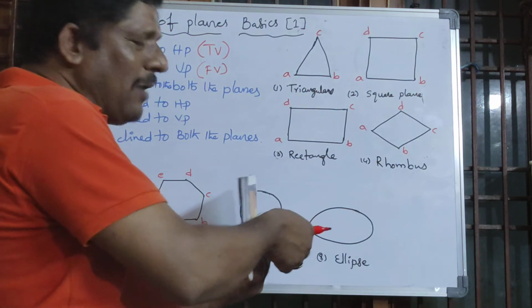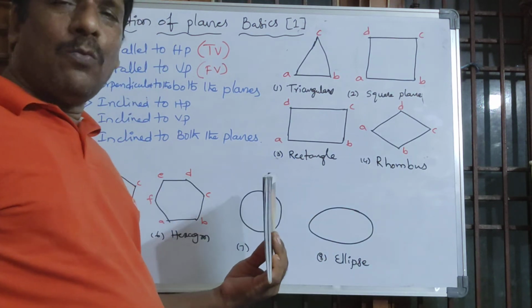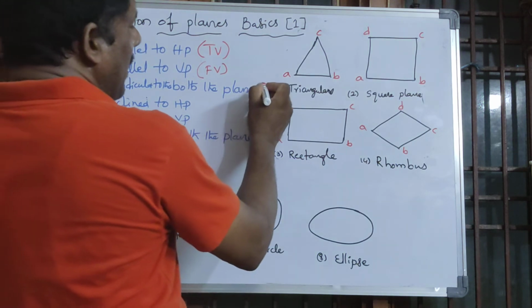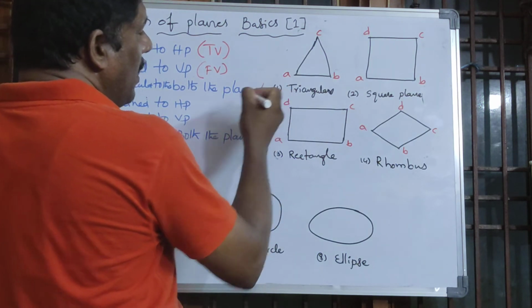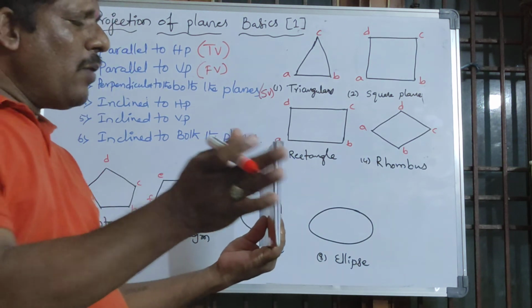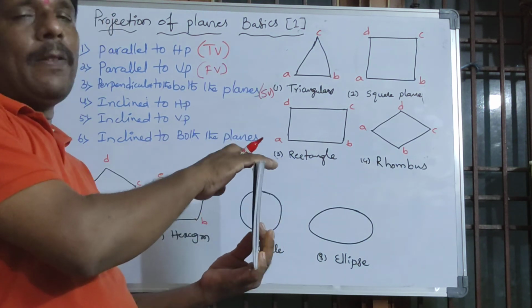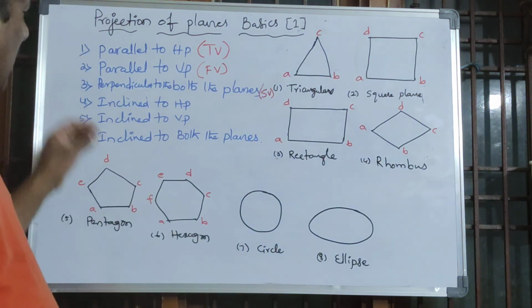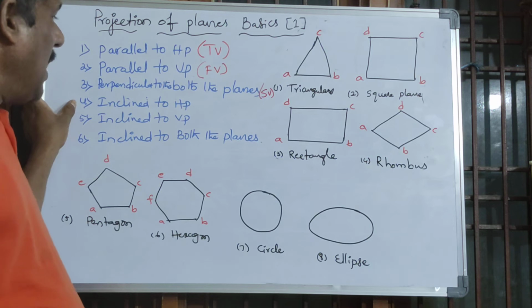If you want side view, when the plane is perpendicular to both the planes, the full view is visible from side view. So you can write here side view. From side view you will get the full view. Or you can directly go for front view line and top view line when the plane is inclined to both the planes. And the next condition, the fourth condition, is inclined to HP.